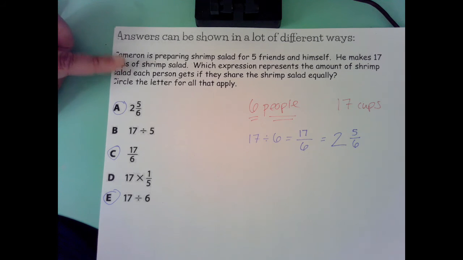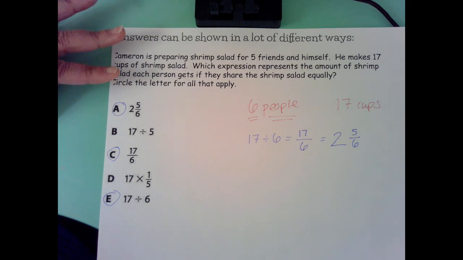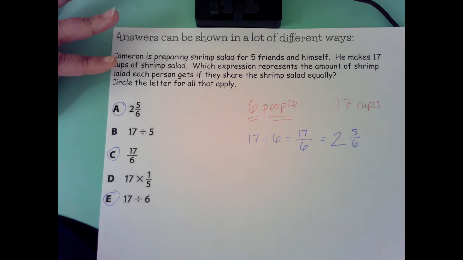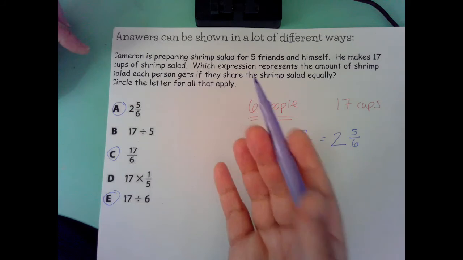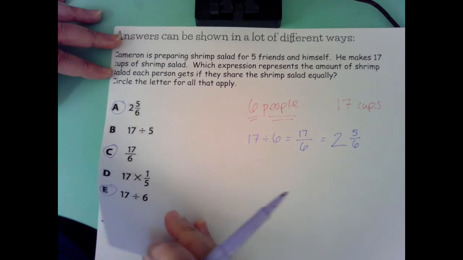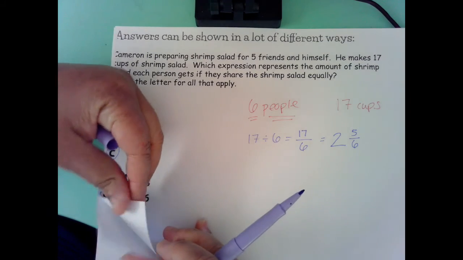Okay? So be careful with questions like that. Make sure you know how many people we're talking about, because it says 5 friends and it's really easy to say, oh, okay, it's 5, it's 17 divided by 5, I know it. But it says Cameron and his friends. All right. 2 more.